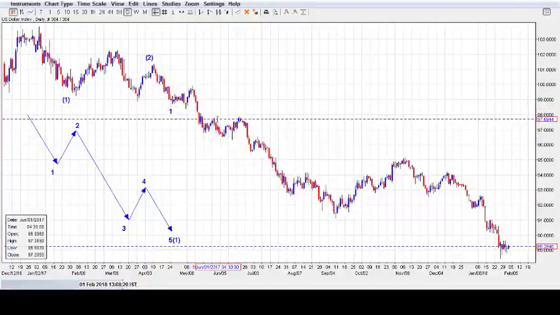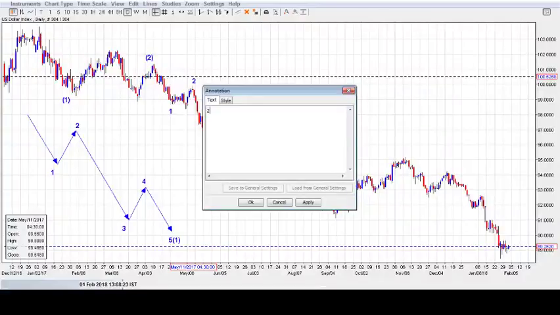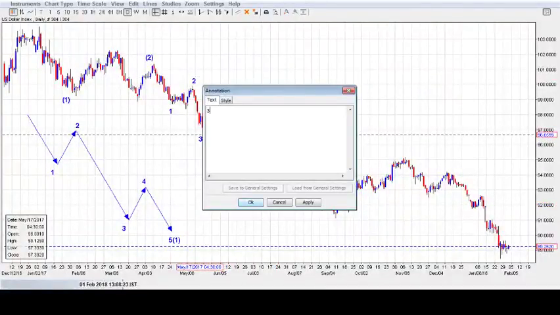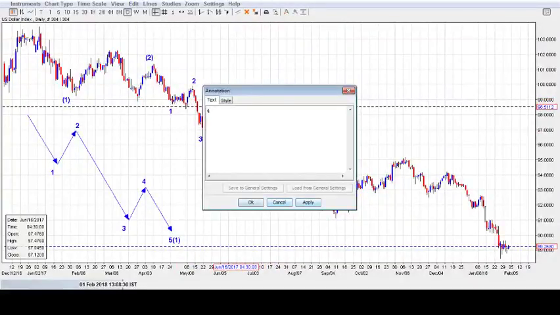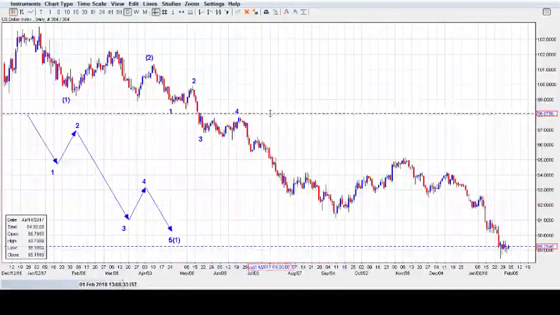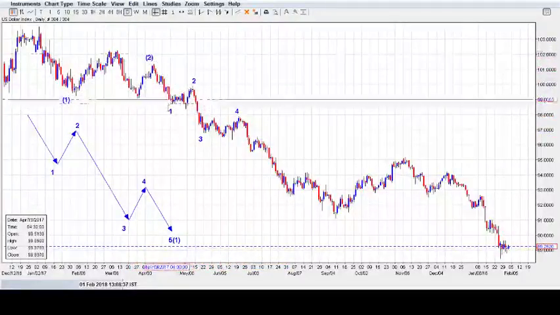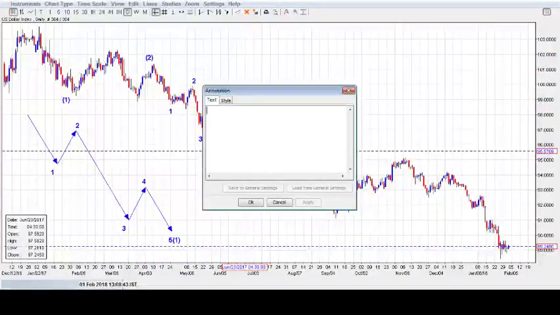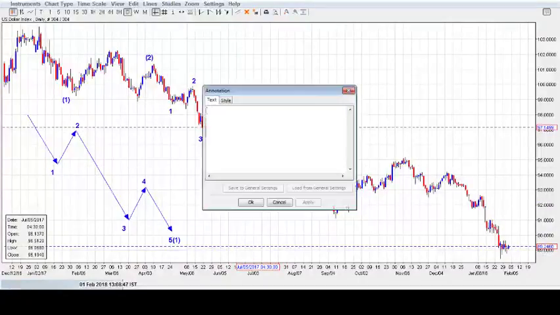Let's do it once again. Wave 1, wave 3 would subdivide into 5 waves, right? So wave 1, wave 2, wave 3, wave 4, and I think wave 3 should be larger than wave 1, because wave 5 is extended here. So the longest wave is the 5th wave here.